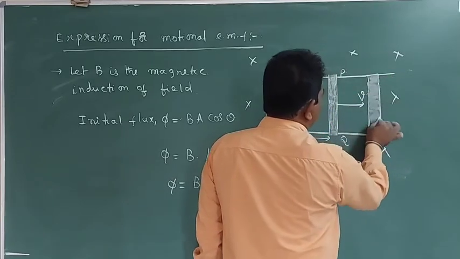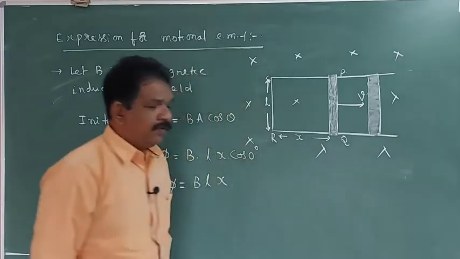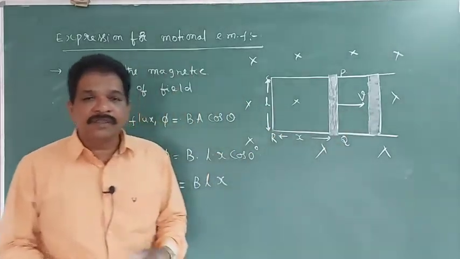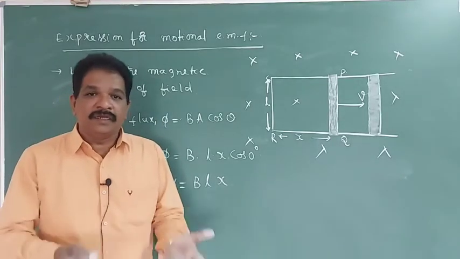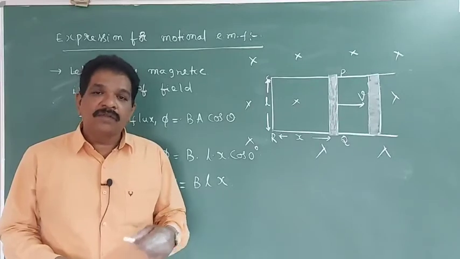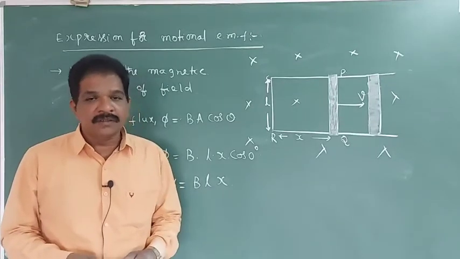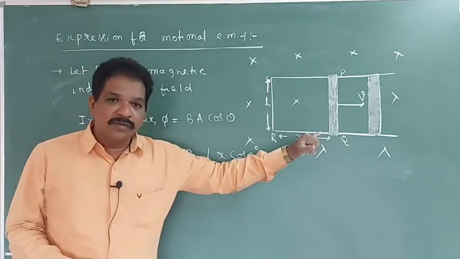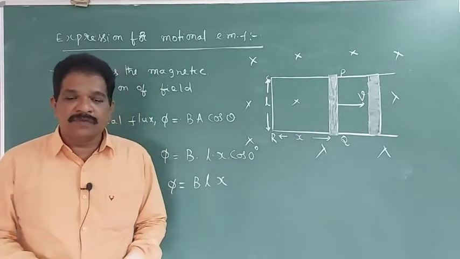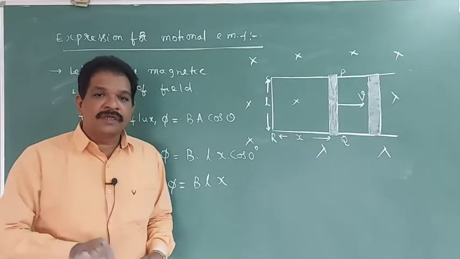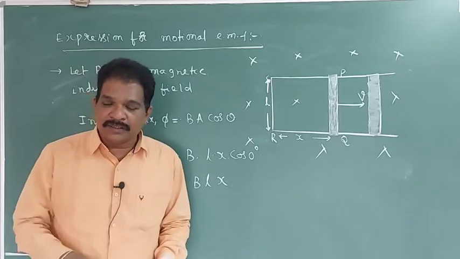Then B will not change. But what will change is area. Here to here area we have to consider. Area changes. Area will increase. When area increases, automatically flux will also increase. Point is clear? So when the rod is moving with velocity V, the flux associated with that closed circuit will increase.